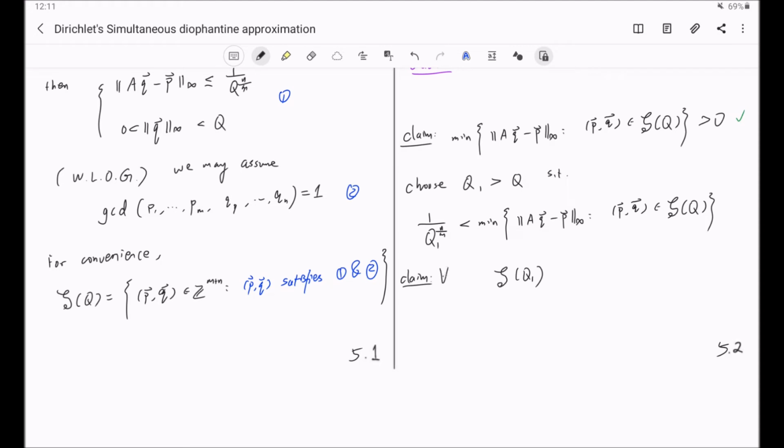For any pair P prime, Q prime in S of Q1, we have the norm of Q prime is strictly bigger than the norm of Q, for any Q with P, Q in S of Q, as in here.